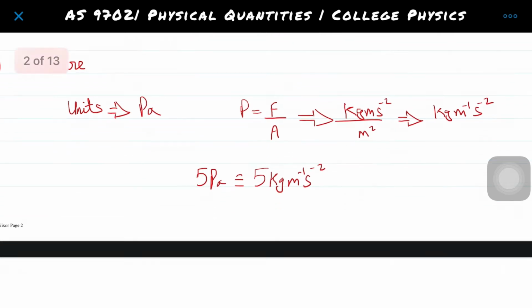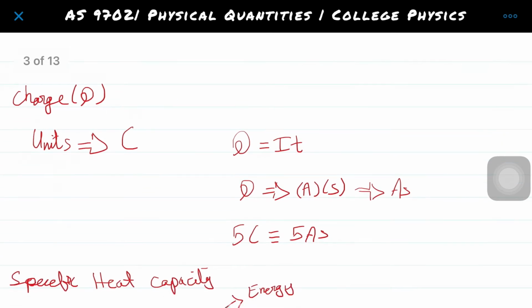Moving on to the seventh quantity, which is charge. Now we know that the units of charge are coulomb, and the formula for charge is Q = IT. What is I? I is current and T is time. So basically we multiply the units for current, which are ampere, with the unit for time, which is seconds. And so we find out that the base unit for charge would be As, ampere second, right? So since 1 coulomb would be equal to 1 ampere second, 5 coulombs would be equal to 5 ampere seconds.